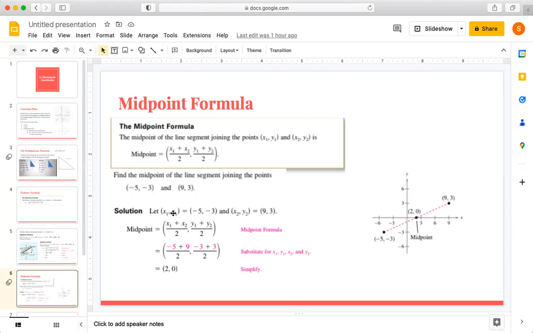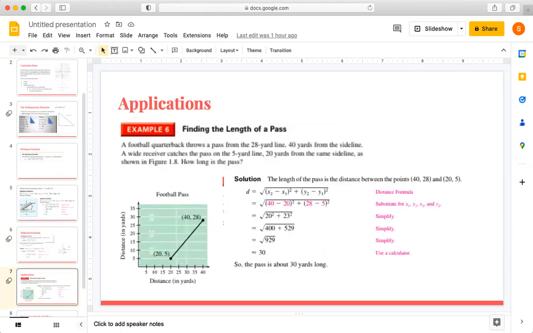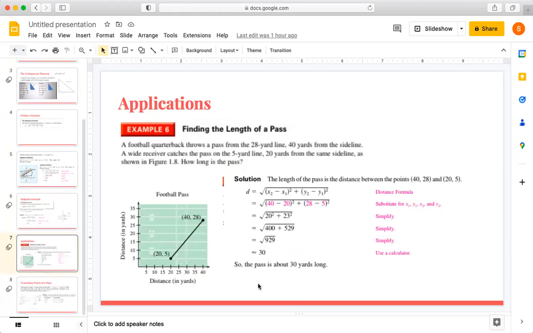Again, this can be x2 and y2, and this can be x1 and y1, but this is how we're doing it right now. So you would just plug in the values as you did last time into the midpoint formula, and you would end up getting the value. Okay, so there are some applications that are probably good to know for this.